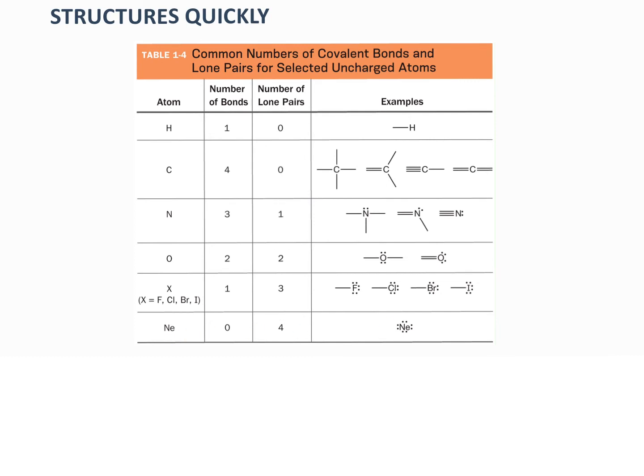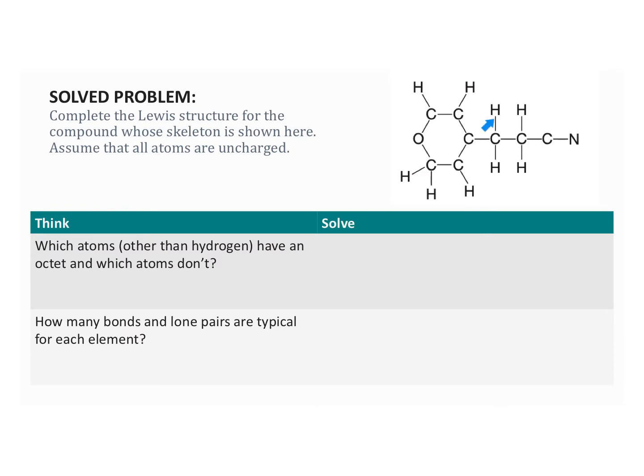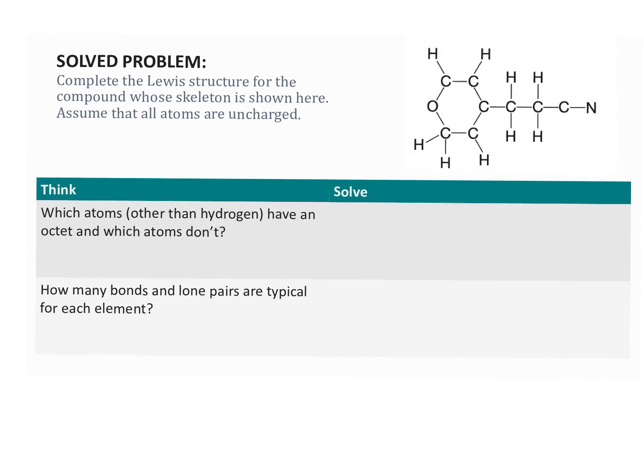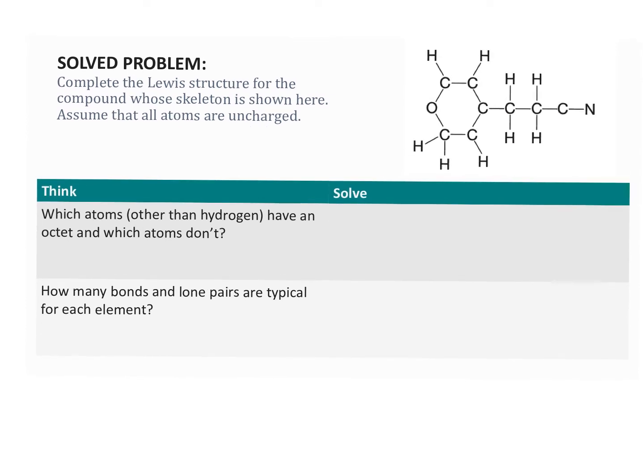And then they talk about neon here. It's a noble gas. It doesn't really react, and it's because its octet is full. We're not going to mess with neon very often. So let's talk about how knowing this makes doing Lewis structures faster. We're going to look at this problem. It says, complete the Lewis structures for a compound whose skeleton is shown here. Assume that all atoms are uncharged.